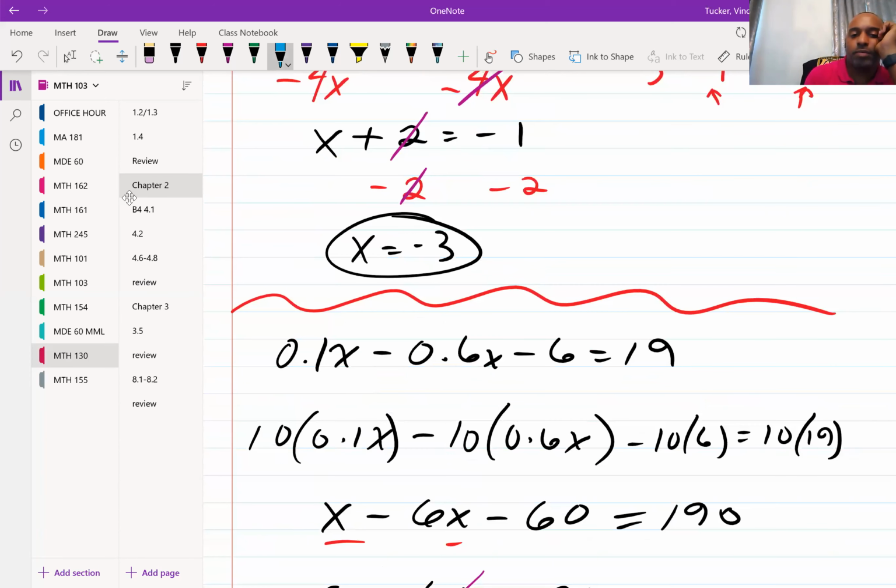After you finish doing so, 10 times 0.1 would just be 1x. 10 times 0.6 would just be 6x. 10 times 6 is 60. And then 10 times 19 is 190. So when you do something like that, every single term needs to be affected by the 10, or you actually change the value of the equation.